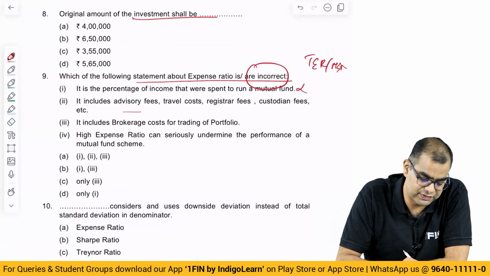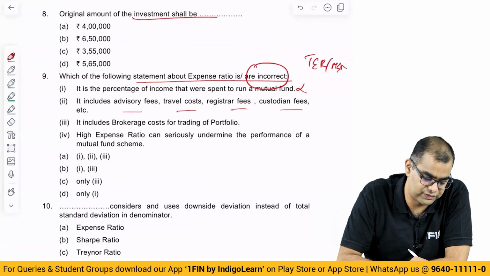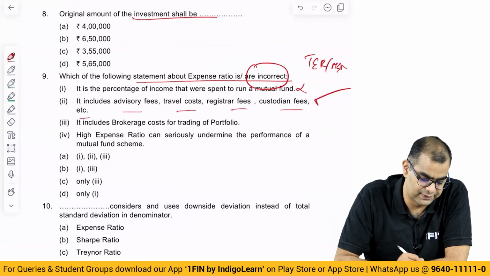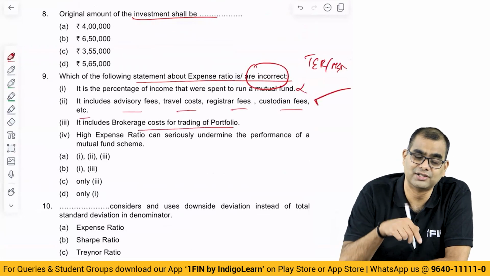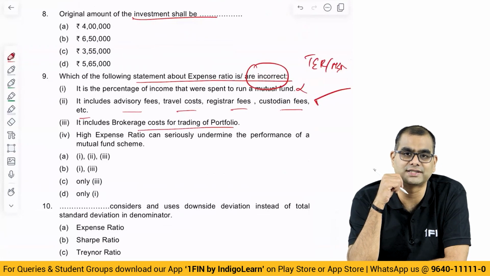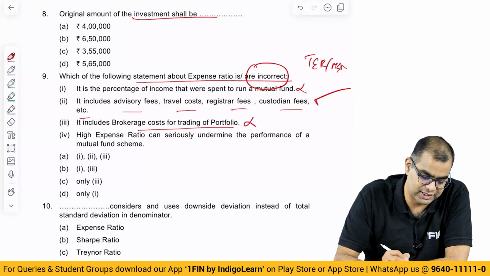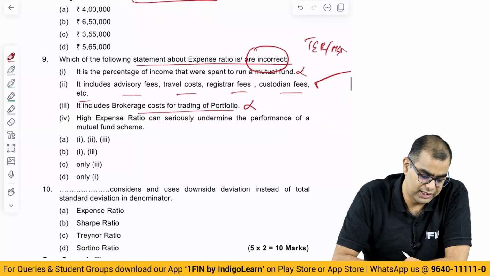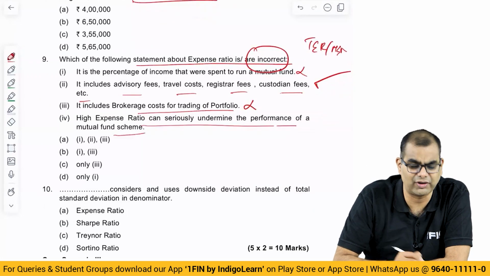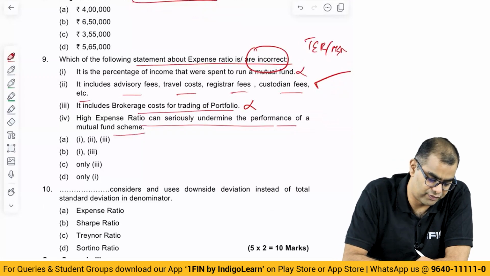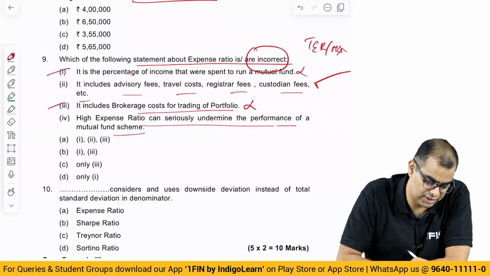It includes advisory fees, travel costs, registrar fees, custodian fees. Yes, it includes all of those. This is correct. It includes brokerage, the cost of trading. This is a very important point. If you look at the chapter, they very clearly specify that expense ratio does not include brokerage. So if they say it includes, then it is wrong. High expense ratio can undermine the performance of a fund. That is true. So the answer should be 1 and 3 put together, which is B.